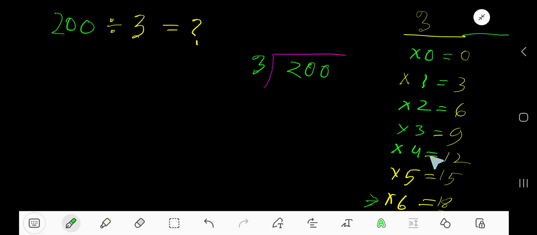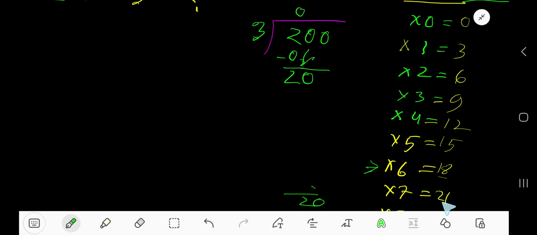This process will continue. 3 goes into 2 how many times? 0 times, as 2 is less than 3. So 0 times 3 is 0. Subtract: 2. Bring down this digit 0. 3 goes into 20 how many times? 7 times is 21, which is greater.